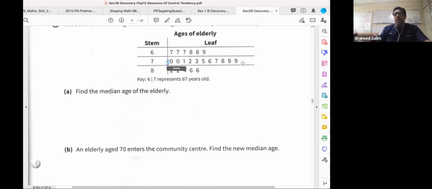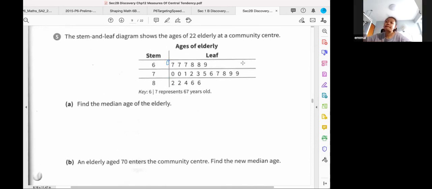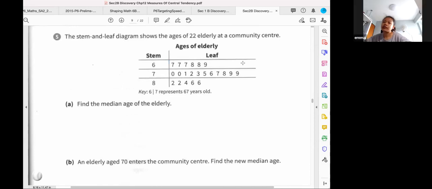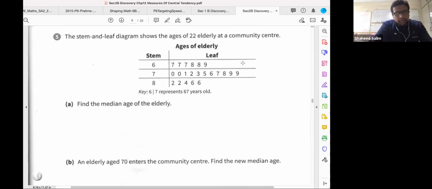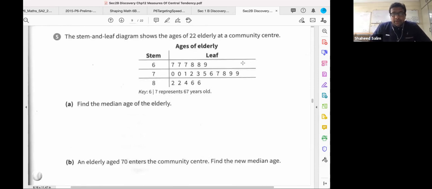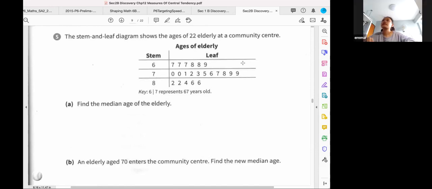Yes. So now, what is your frequency when this lady enters? 23. Good. Use the frequency formula to find the middle position. 12. So which one is the 12th? 3? Congratulations. But what is the actual value? It's not 3, it's 73.